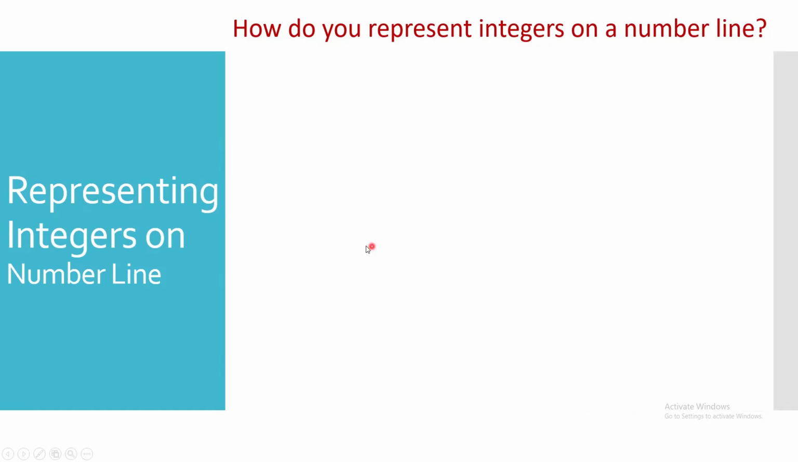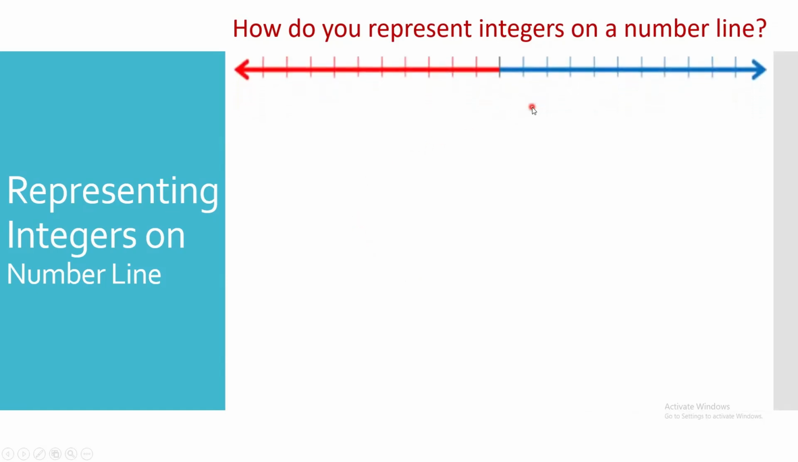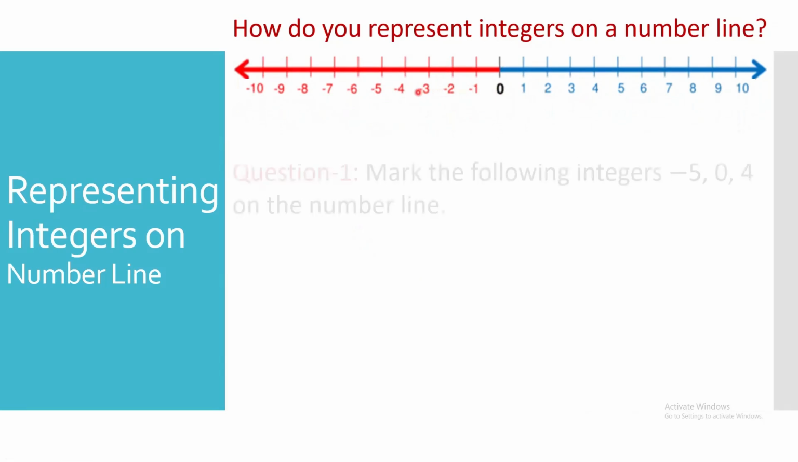So my dear student, now the topic is how do you represent integers on a number line? So this is a number line. Okay, so you can see the straight line with arrows on both sides, and here the integers are. In the middle it will be 0 and the right side will be increasing 1 2 3 4, and the left side will be decreasing -1 -2 -3 -4. So this is the number line and you have to present the number like this.